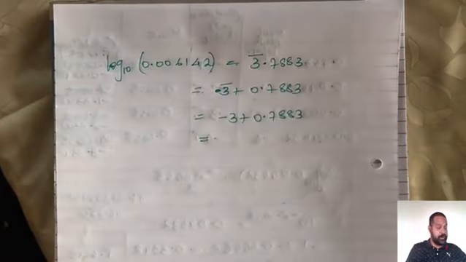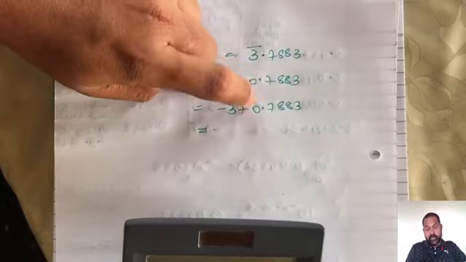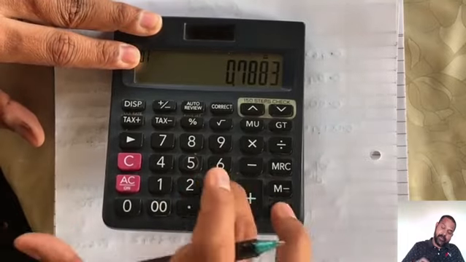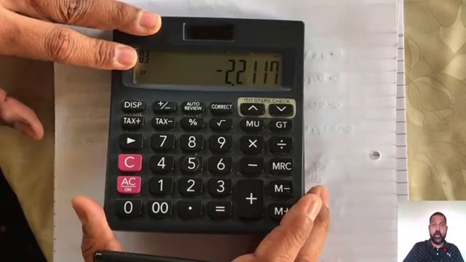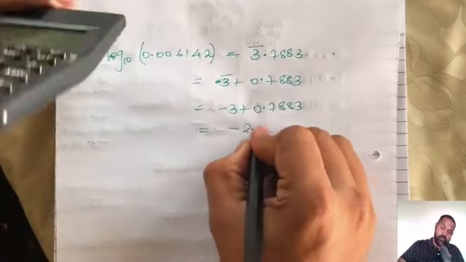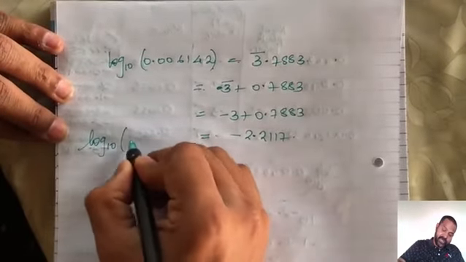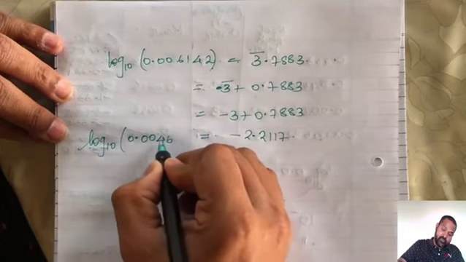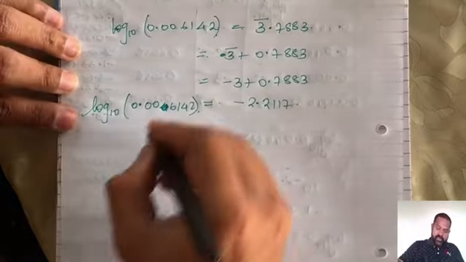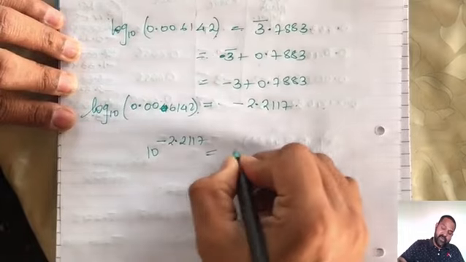Minus 3 plus 0.7883 is, I'm going to do reverse, positive and then negative. So 0.7883 minus 3, and the answer is minus 2.2117. So this is minus 2.2117, and this is the log to the base 10 of 0.006142.